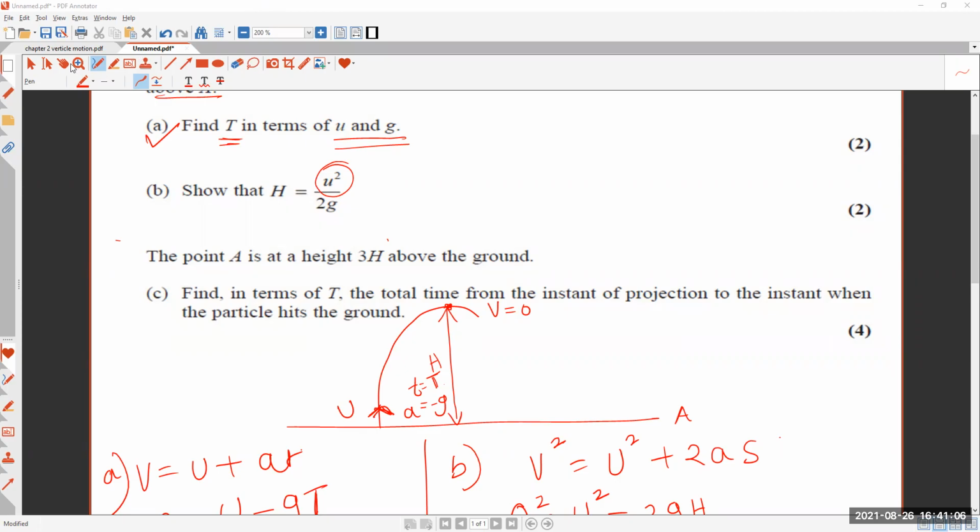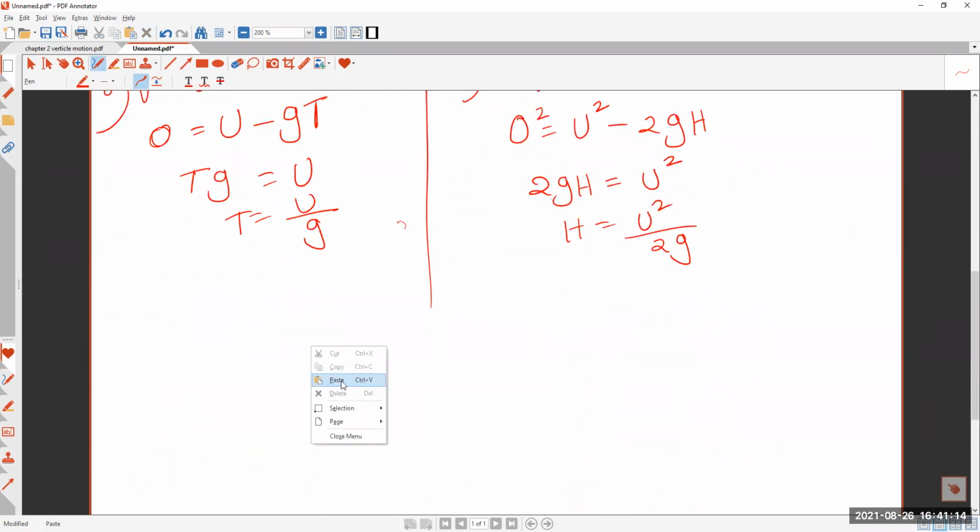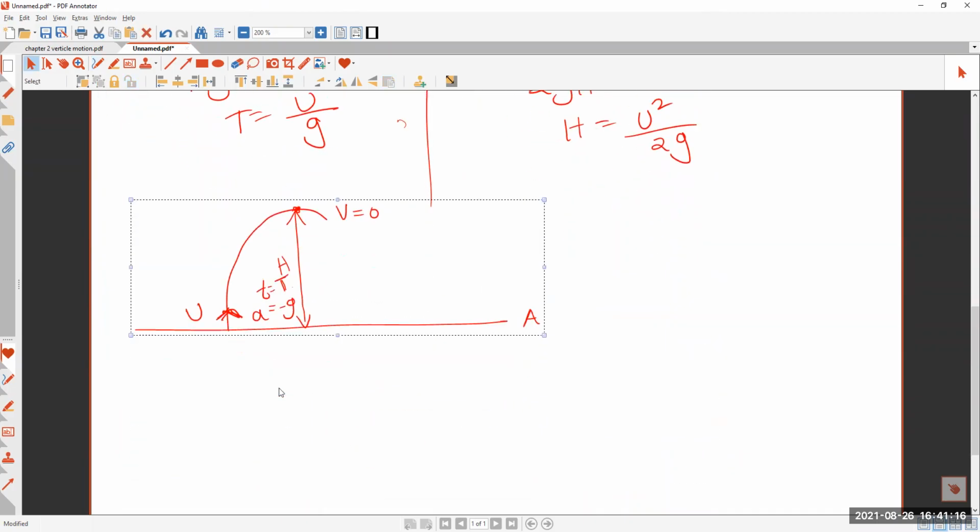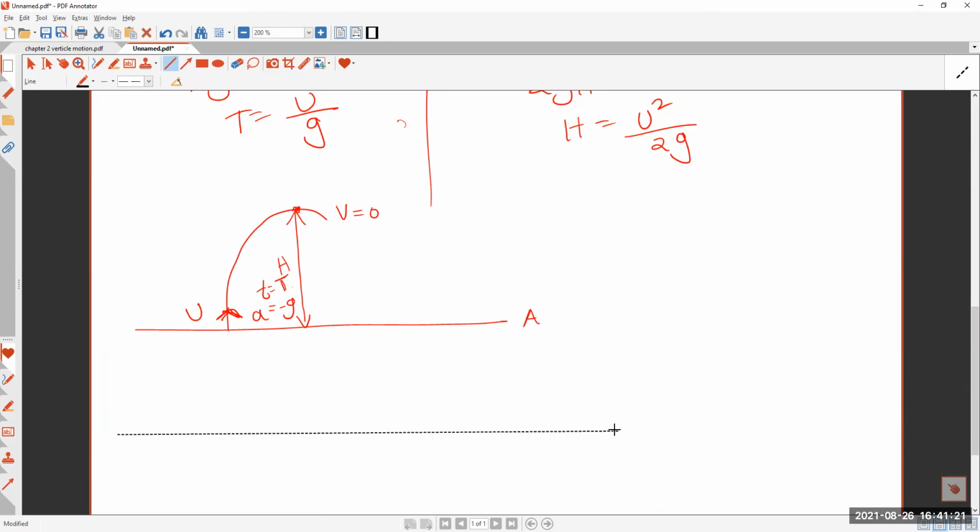Okay, now this is something that I want to show. A is 3h above the ground. Now let me just cut this and put it here. Paste. This is my actual ground. Always draw diagrams to think.